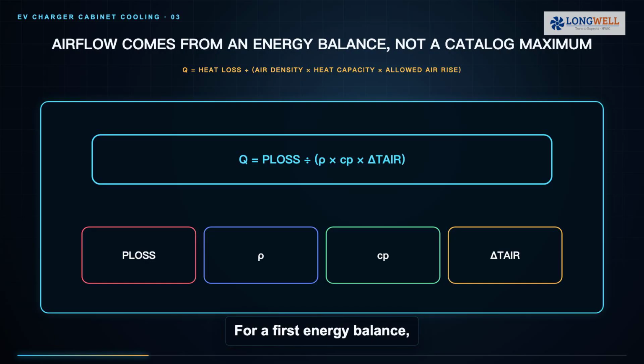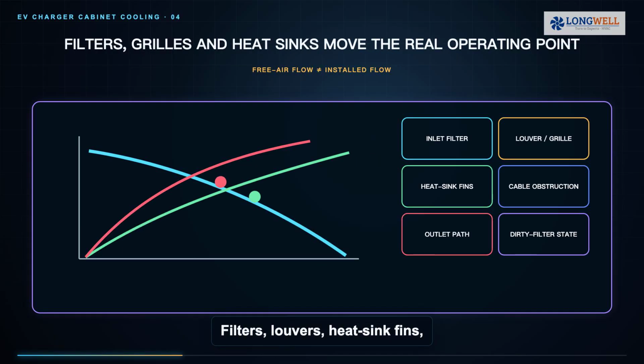For a first energy balance, required volumetric airflow is heat loss divided by air density, specific heat, and the permitted air temperature rise. This calculation is only a starting point, not a fan selection. Filters, louvers, heatsink fins, cable bundles, and outlet grills add pressure loss. The fan curve must intersect the cabinet system curve at the required airflow in both clean and loaded states. Free airflow from a catalog does not prove installed flow.